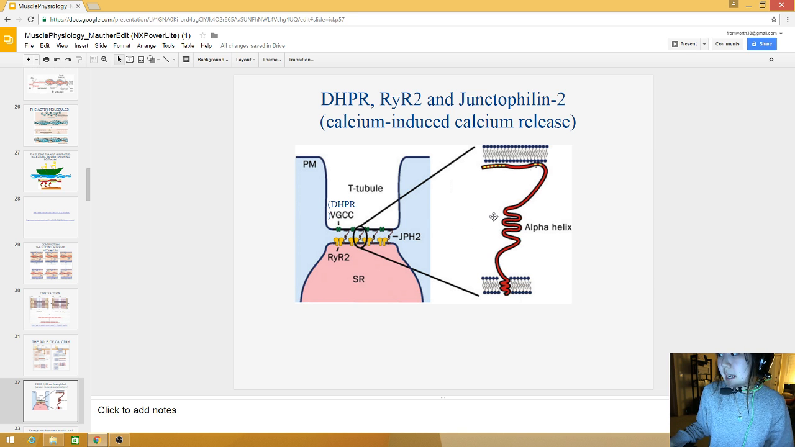will pass by the area between the transverse tubule and the terminal cisternae, right here, and it's going to interact with the ryanodine receptors right there. This is another calcium channel. So this release of calcium is going to cause the ryanodine receptors to release calcium into the cytoplasm. So basically, the release of calcium causes more release of calcium.